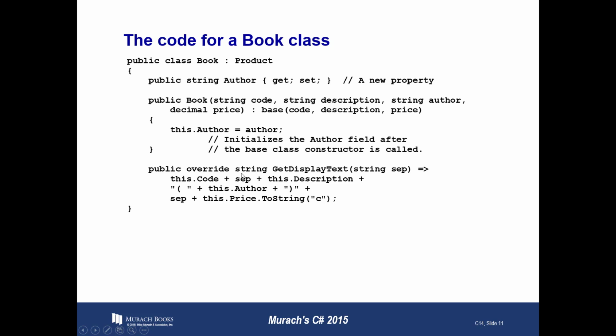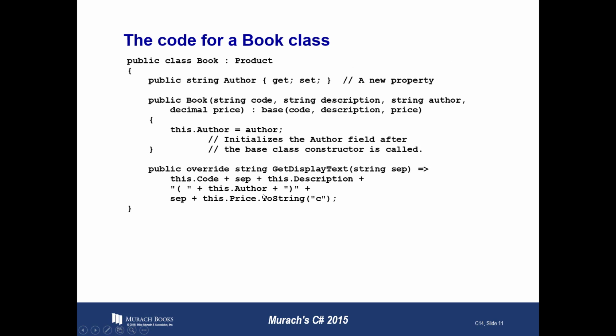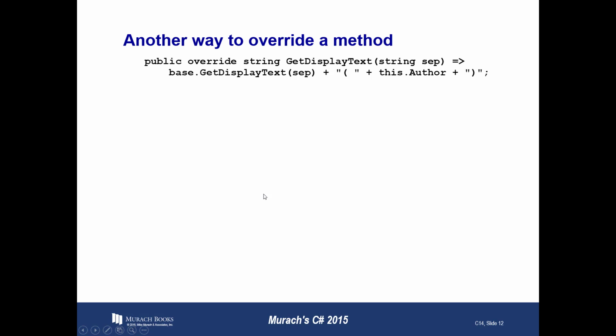And the other thing that we have to add in here is we are creating our own constructor here, but we are also overriding the get display text. And how are we overriding it? We're adding this, and that is the author. Now again, there's different ways to override this. They're showing one way here, they're showing another way here.